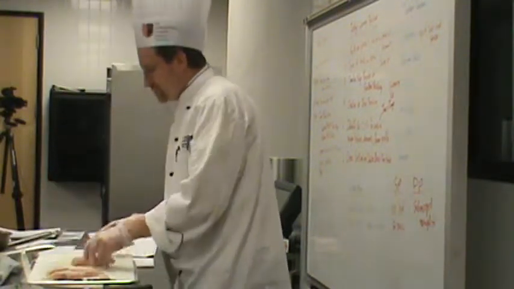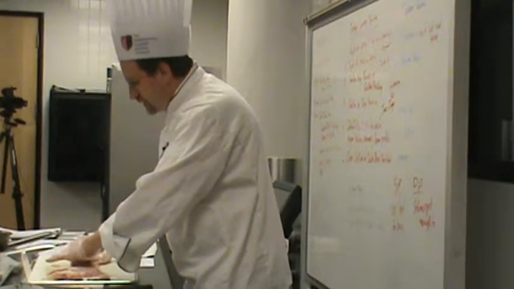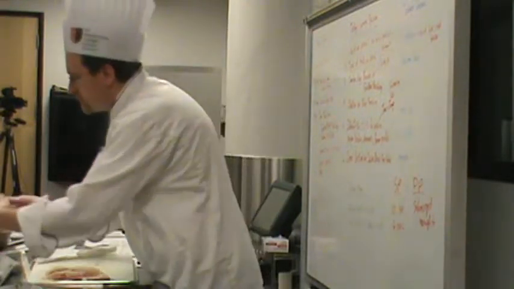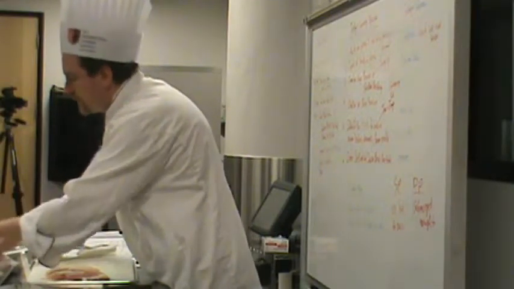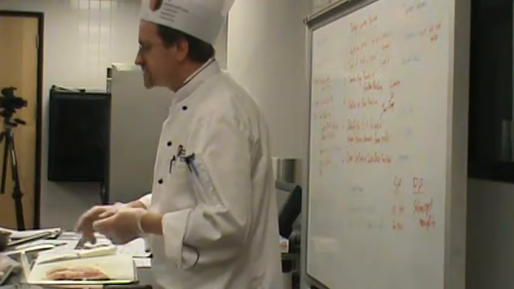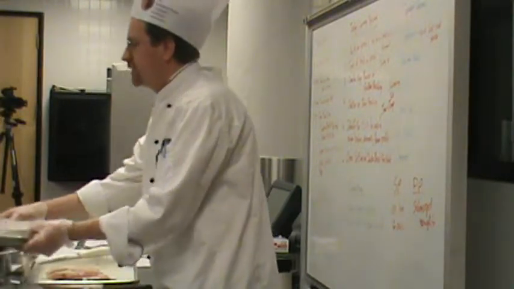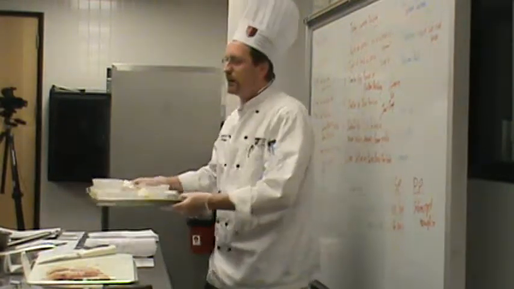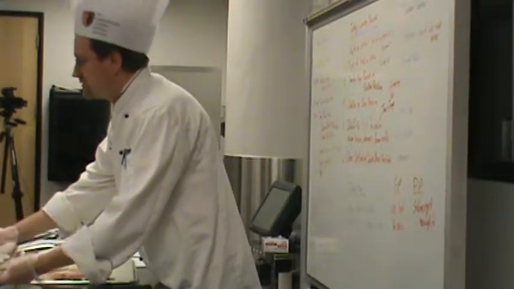So we want to get our chicken prepped, and you want to mise en place all the ingredients you need for the recipe. We have butter that's whole, salt, pepper, our chicken stock, our heavy cream, our white wine, and our shallots all set up, ready to go.